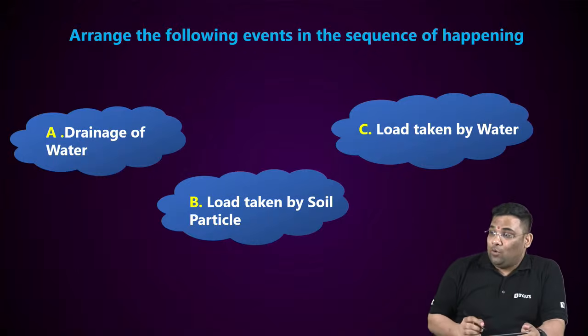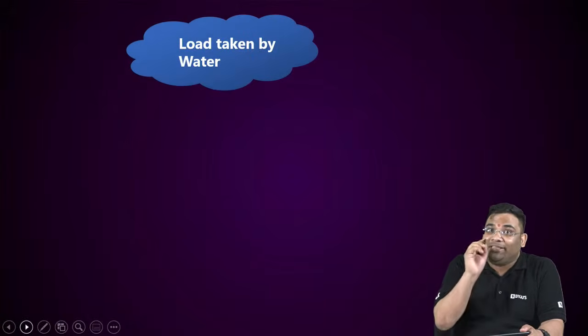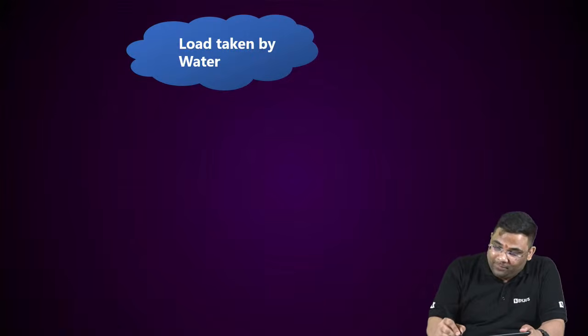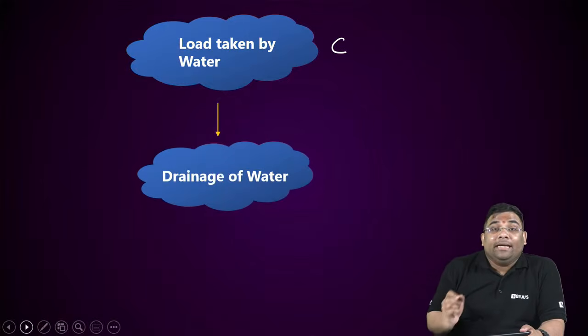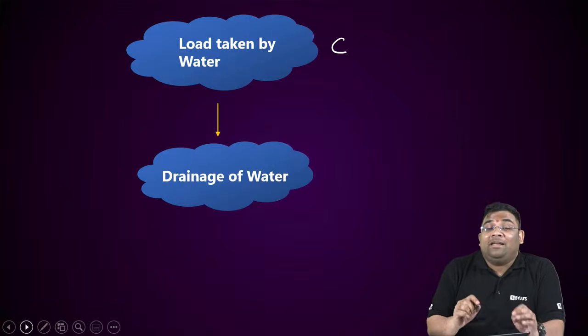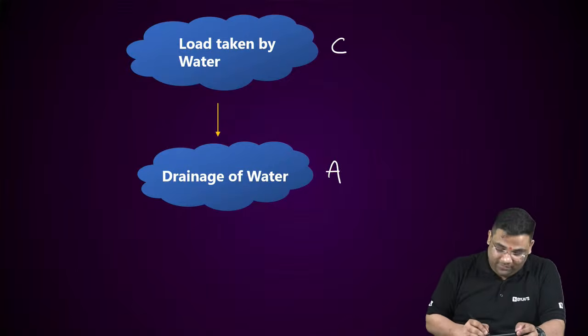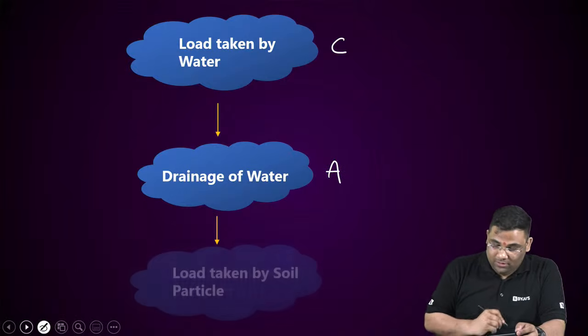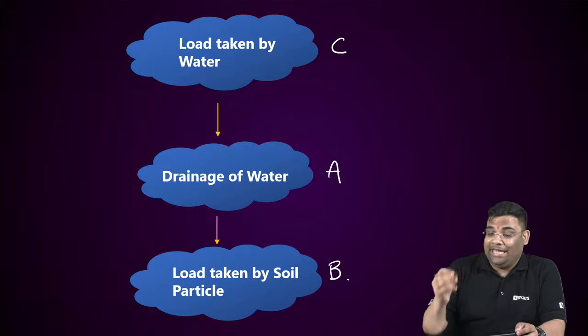Yes. The load is first taken by what? Water. Yes, the additional stress was taken by water, that is C. And then drainage of water was happening. And when the drainage of water was happening, your load was now transferred to your soil particles. So CAB.